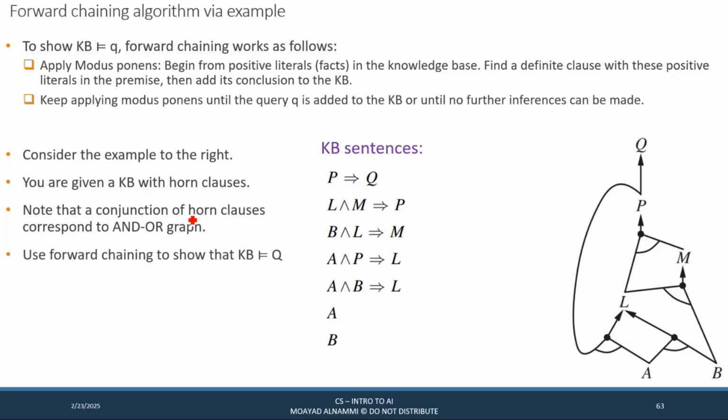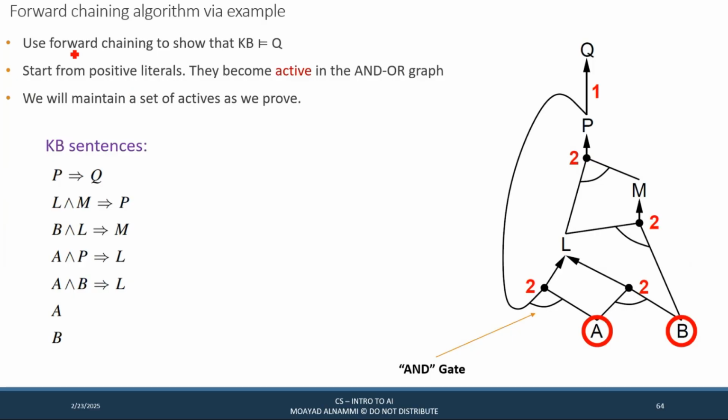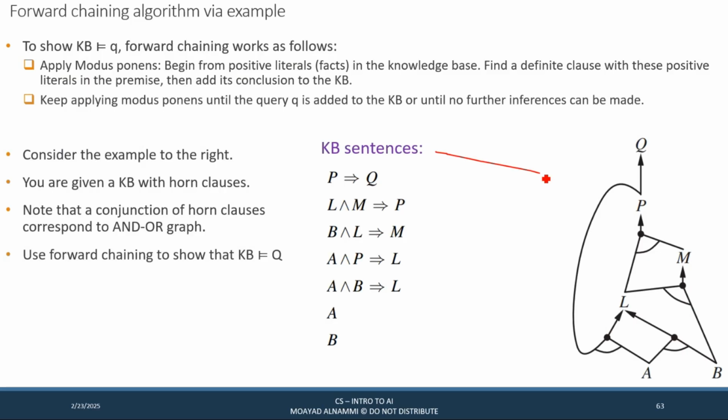Okay, I want to use forward chaining to use this knowledge base to answer the following question. Does KB entail Q? We can do it as follows. Use forward chaining. We want to start from the positive literals, the facts. They become active in the AND-OR graph, right? So we can represent this knowledge base as a graph. And this is called an AND gate.